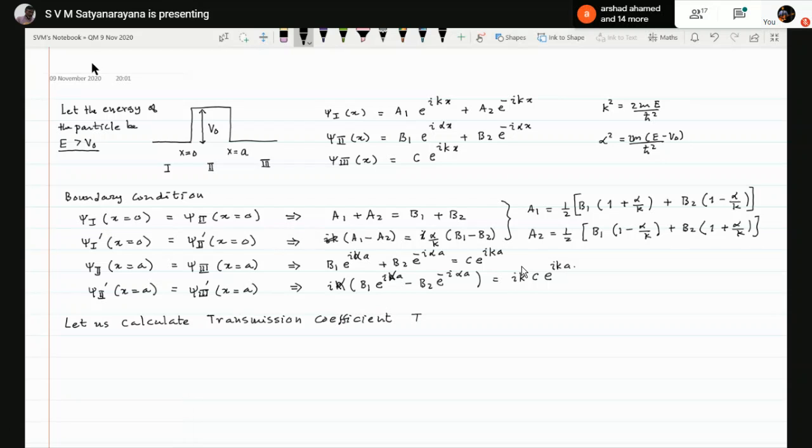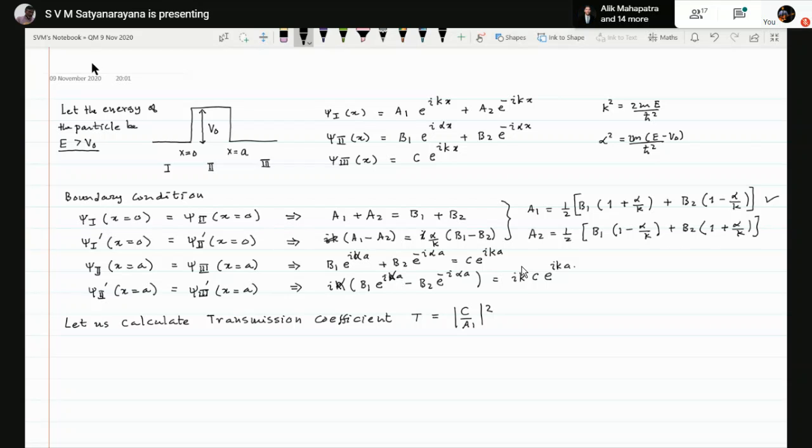Which is defined by C divided by A1 modulus square. C divided by A1 modulus square. So I have this expression for A1 here. Now if I get B1 and B2 in terms of C from the last two conditions, I will be able to get an expression for the transmission coefficient.